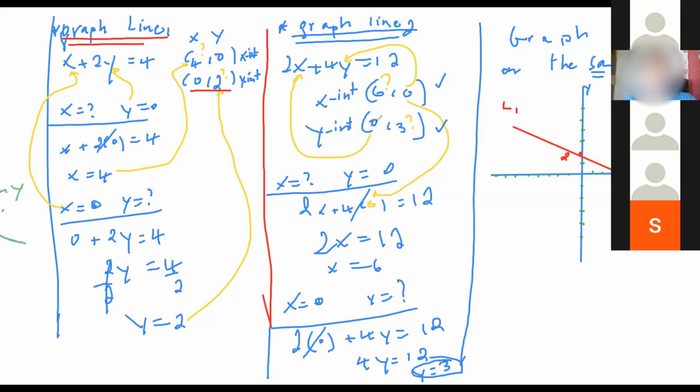Second one is 0, 3. So we start from 0 in the center. Where do you go from there? We go up. How many units? 3 units. Start from here. So here, up 3 units.